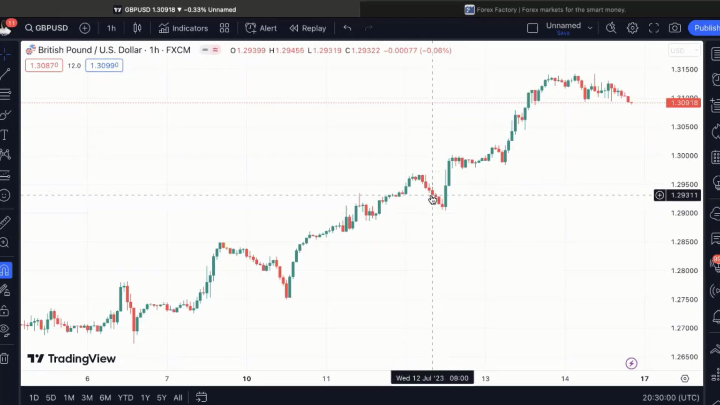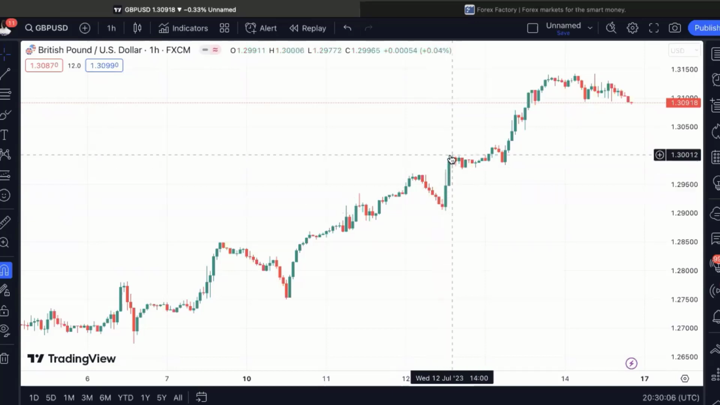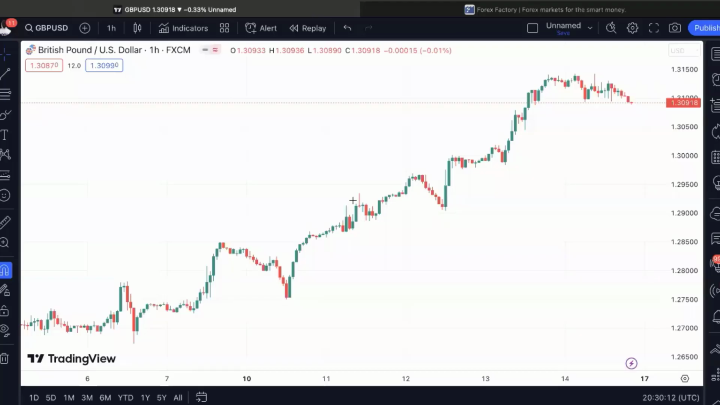So what happens when the news came out? It just went down a bit and there was a push up. Let's go back again. The one that came out at 7 a.m. on Tuesday, see the one that came out on Tuesday, 7 a.m. It created a bearish momentum, but you see that it did not really move.